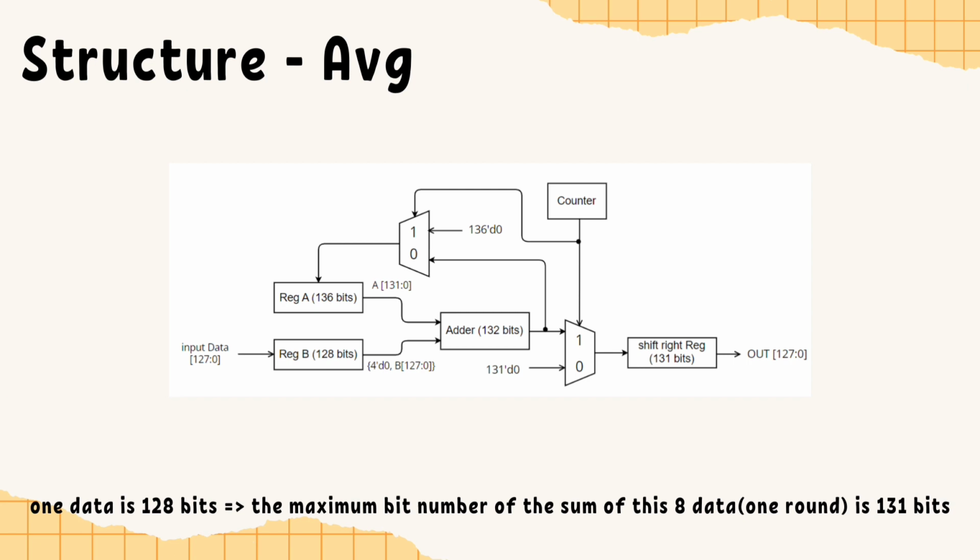After 96 clock cycles, the sum will be transmitted to a shift-right register one bit at a time. Finally, to compute the average, the sum should be shifted right 3 more times.